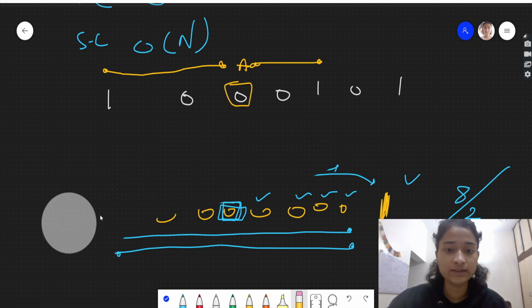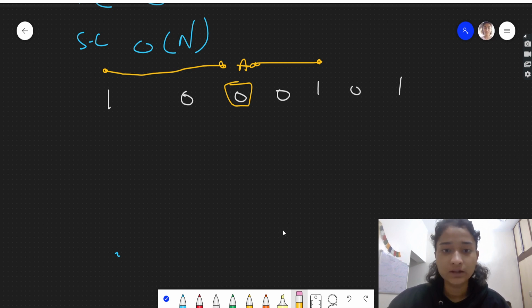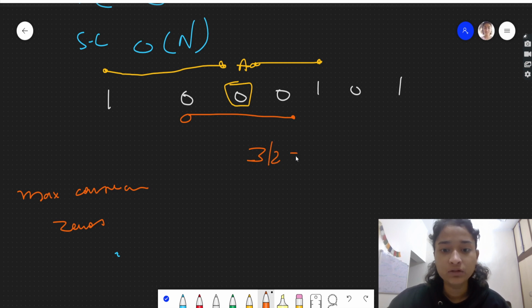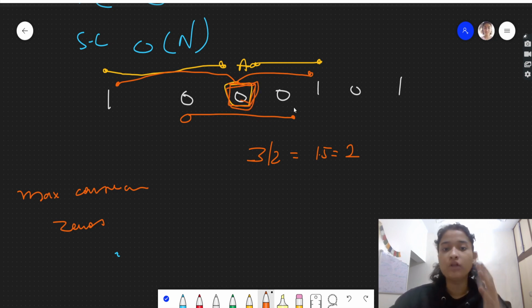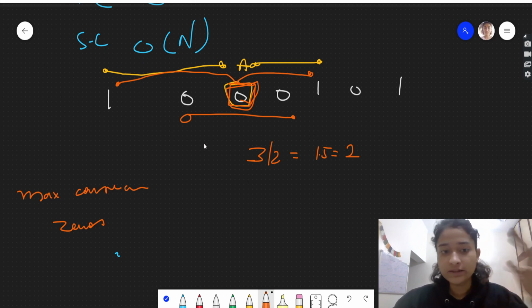Similarly, in this test case which we were seeing, if we see the consecutive zeros, how many maximum consecutive zeros are there? Over here there are 3 consecutive zeros. So 3 divided by 2 is 1.5, just take the ceil value, so this will be 2. So there will be a maximum distance of 2 between Alex and the ones, right? So this is one way of approaching this problem. Very easy, right? We just need to check out the maximum consecutive zeros and divide them by 2.